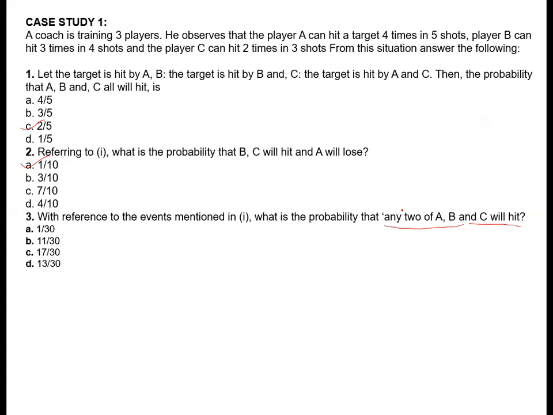Any two will hit. Any two means it may be AB, it may be BC, it may be AC. And when AB is hitting, C is not hitting. When BC are hitting, A is not hitting. When AC are hitting, B is not hitting. So P(A) was how much? P(A) was 4 by 5. So P(not A) is 1 minus 4 by 5, that will be 1 by 5.